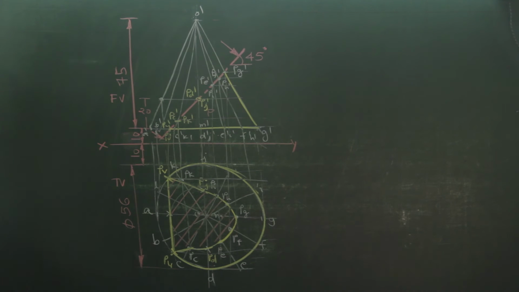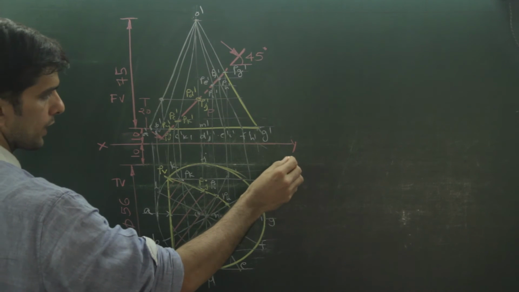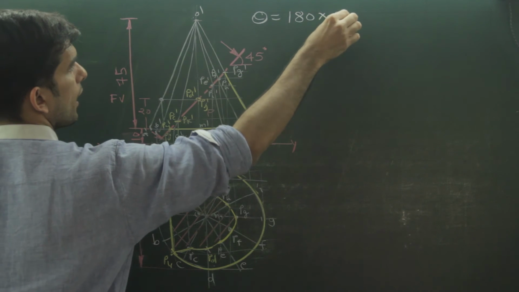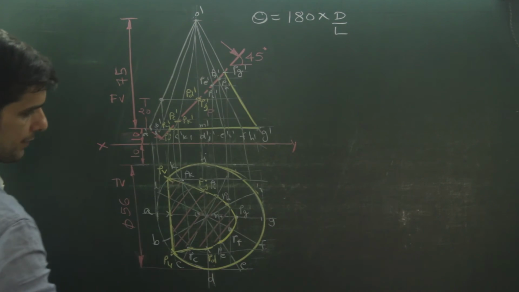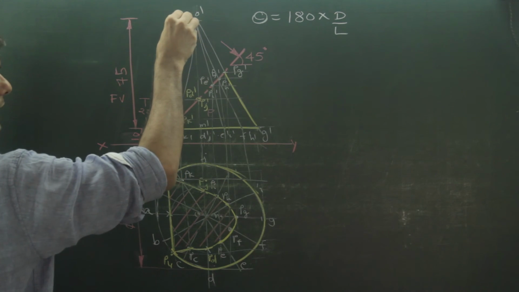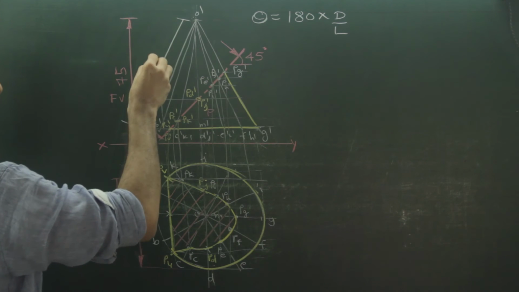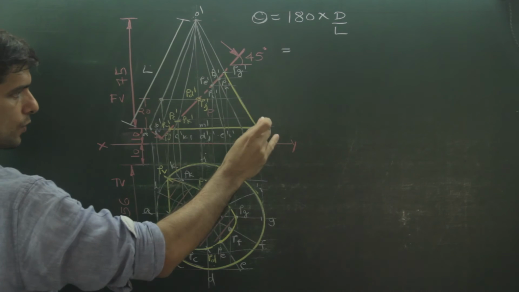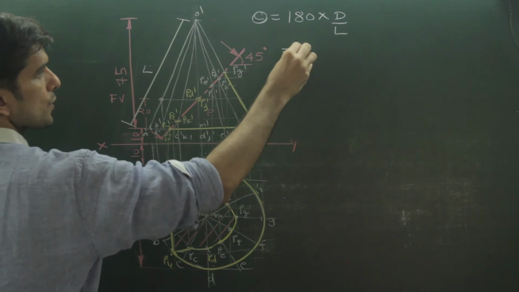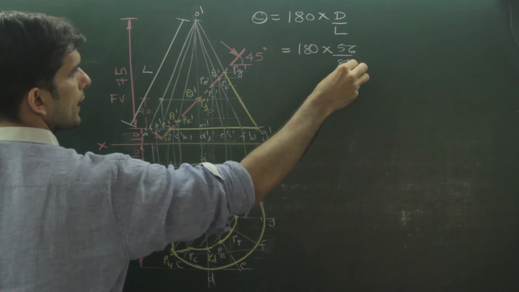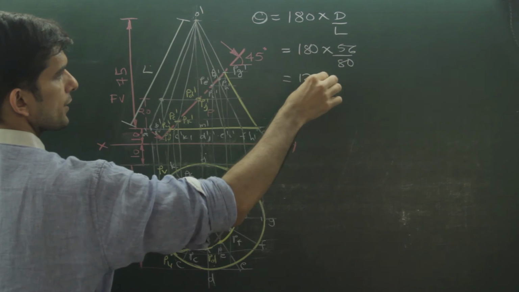So now we will draw development of part P. So what we will do, first we will find out angle. So what is theta? Theta is equal to 180 into D upon L, where D is diameter, which is 56, and L is slant length. See this. This is slant length. Right? So if you find out slant length, it is 80. This and this is same, right? This is O dash to G dash is slant length. So 180 into 56 upon 80. So if you do, it will be 126 degree.